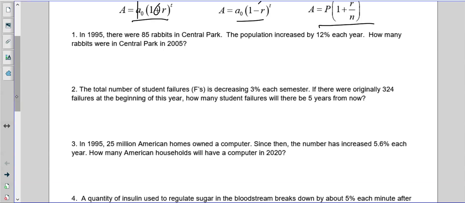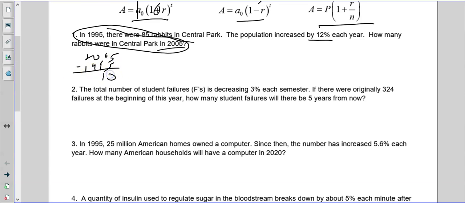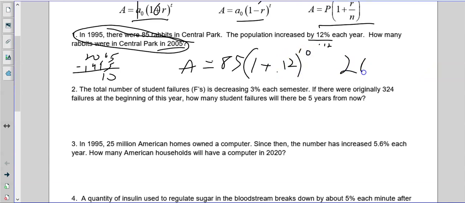So it says in 1995 there were 85 rabbits. Population increased 12%. How many were in 2005? Well, first off, you need to look at that right there. And notice that's 2005 minus 1995 is 10 years. So we need that for the formula. So the future amount is equal to our starting amount, 85. That's the A sub O. And then 1 plus, remember this is 0.12, change it to a decimal always, to the power of 10 years. And that's going to be 263 rabbits.